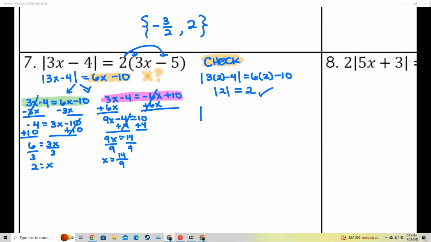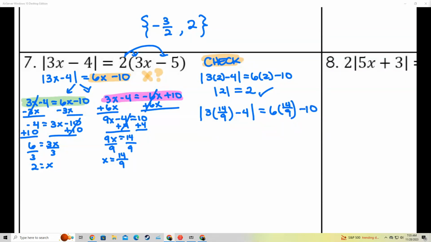I'm going to check the 14 over 9. That's 3 times 14 over 9 minus 4 is equal to 2. Oh, sorry, guys. I guess I went with this one instead of going with this one. It doesn't matter. It should be the same thing. So I'm going to go 6 times 14 over 9 minus 10.